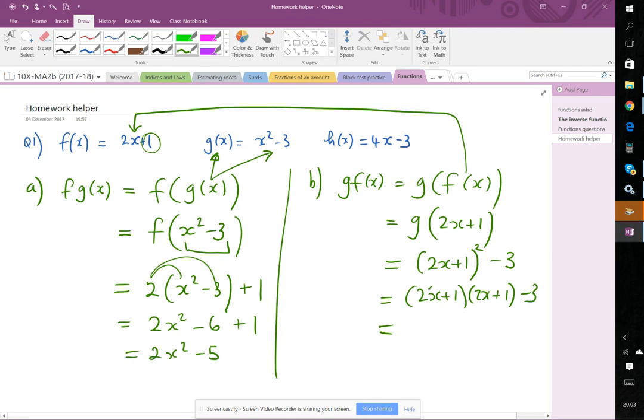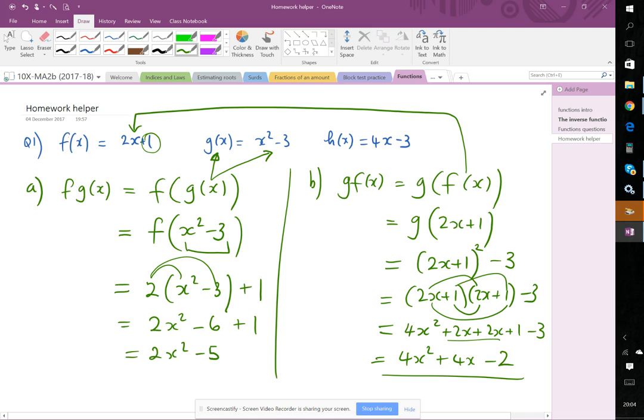Okay, so 2x times 2x is 4x squared. 2x times 1 is 2x. Another 2x there. And then the last 1 times 1 is 1. And then we're minus 3, which is already there. So 4x squared, 2x and 2x is 4x, 1 minus 3 is minus 2. Okay, so we could write it like that if we want to.